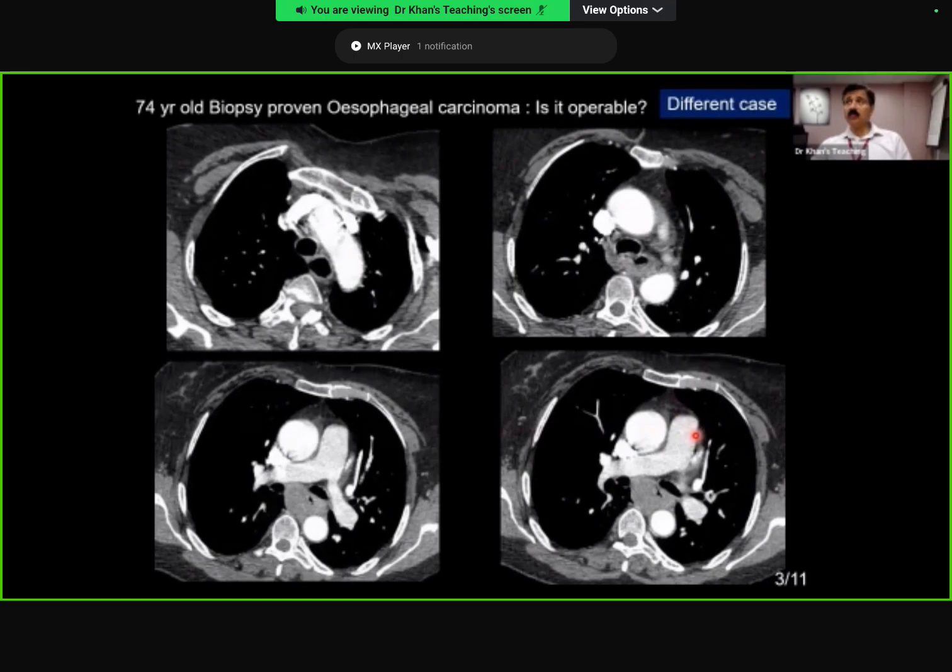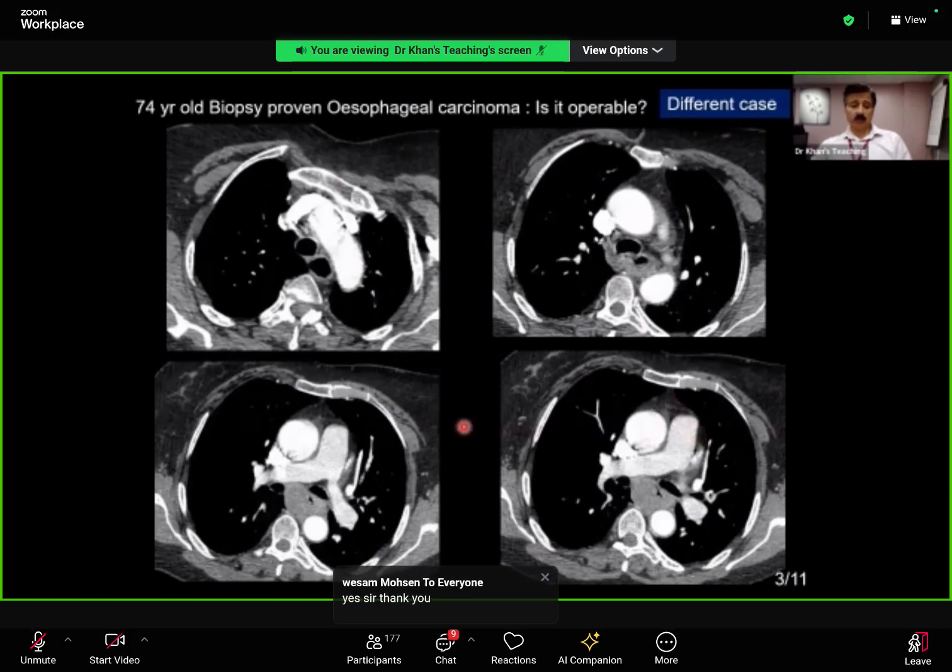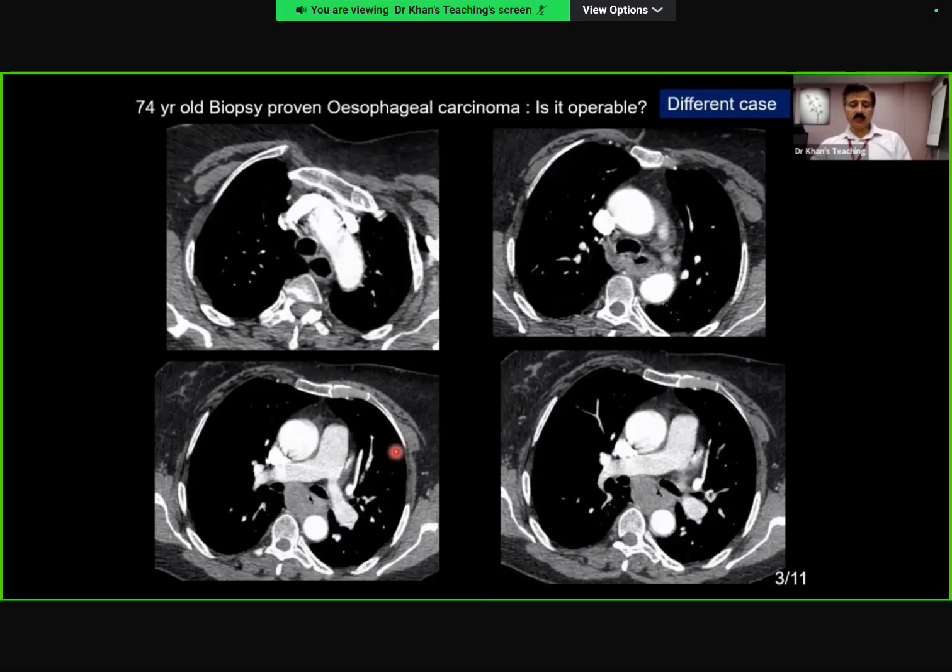Number 11, this is your last case. Number 1, be ready, you are going to take over. So this is a case of esophageal carcinoma. Biopsy has been done. You have done a CT scan. Tumor is sitting here. Tumor is sitting here. Is it operable or not on CT criteria?